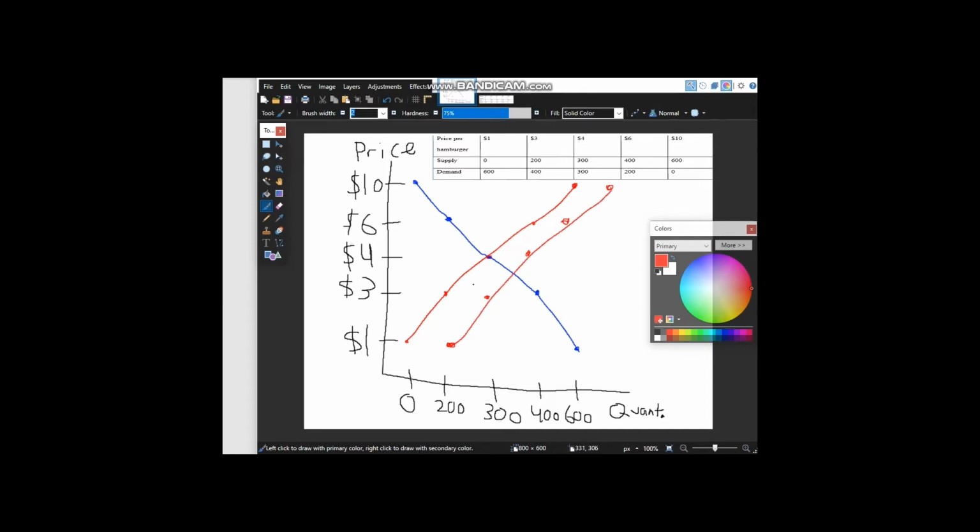That's just a quick graph. Not very accurate, but quick. So now the equilibrium has changed to be at around $3.50 and 350 supplied and demanded.